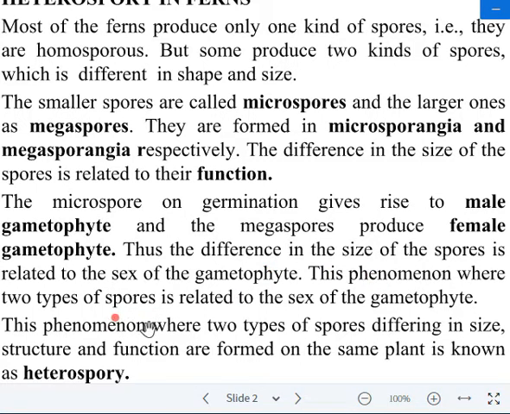This phenomenon where two types of spores are related to the sex of the gametophyte is related to heterospory tendency. This phenomenon where two types of spores differ in size, shape, structure and function and are produced within the same plant is known as heterospory. The classical examples of heterosporous fern are Selaginella, Isoetes, etc.